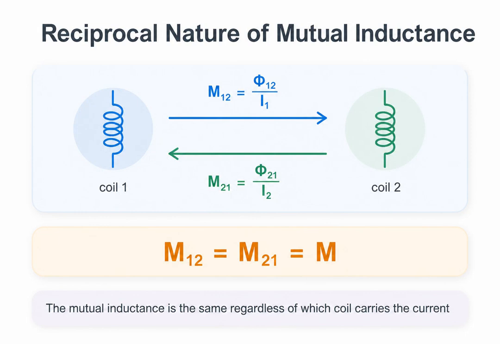One of the most elegant properties of mutual inductance is its reciprocity. If a current in coil 1 creates flux linkage in coil 2, then an equal current in coil 2 creates the same flux linkage in coil 1. In other words, M12 equals M21. This symmetry holds regardless of the coil sizes or turns. It's a consequence of the underlying physics. This reciprocal property is crucial for understanding how transformers work bidirectionally and is fundamental to many electromagnetic applications.